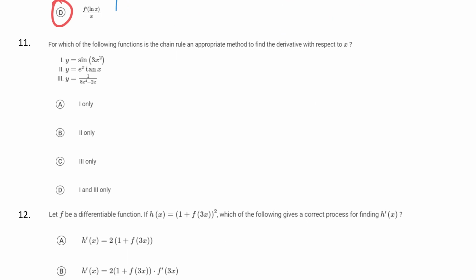Okay, these aren't so hard as of right now, but these are outstanding concepts that you need to know that'll help you, whether it's on the multiple choice or any of the other free response parts. But let's take a look here. Which of the following functions is the chain rule appropriate method to find the derivative? So do we need a chain rule here? Well, I don't know if I like this question a lot looking at these answers. I don't know. Let's take a look.